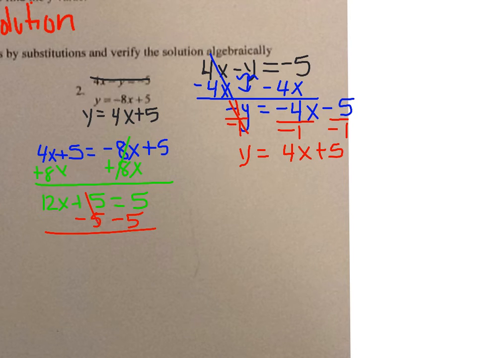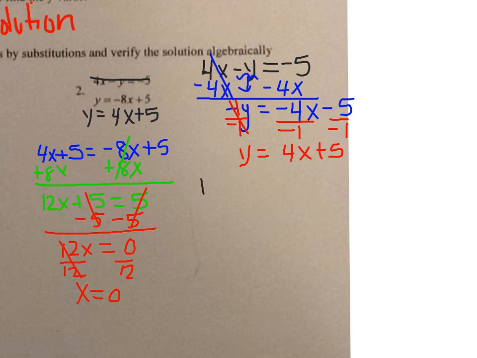So that cancels the 5's there. So I have 12x equals, all right, now this also cancels. That becomes 0. 5 minus 5 is 0. That's okay. Divide by 12. 0 divided by any number is equal to 0. So now I have x is equal to 0.